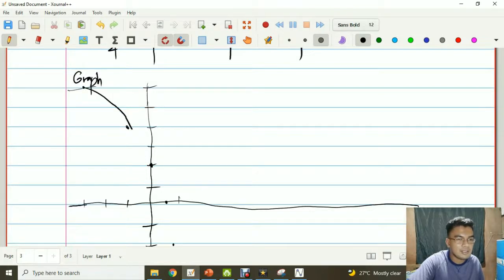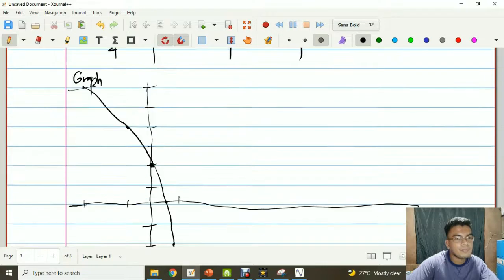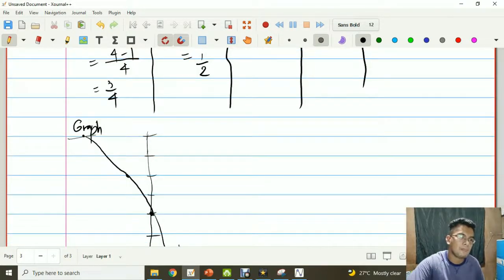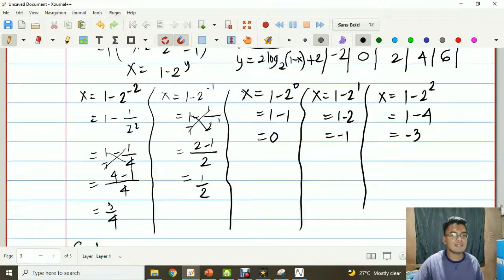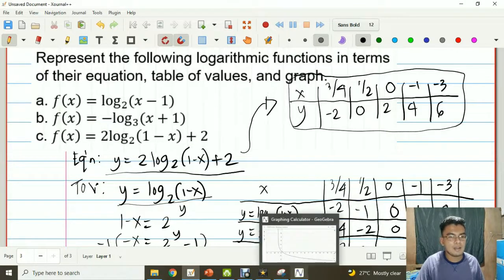After plotting, connect na natin yung mga dots using a smooth curve. So, don't worry kasi sa papel naman, it's somewhat easy to connect the dots. So, yan ho ang appearance ng ating graph for example or item C. So, tignan nga natin kung tama ba yung makukuha natin.